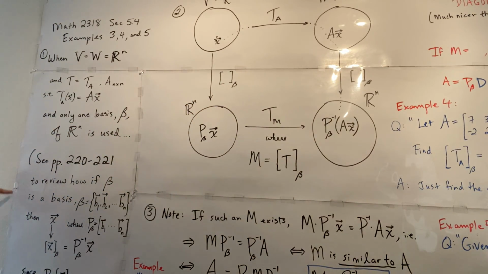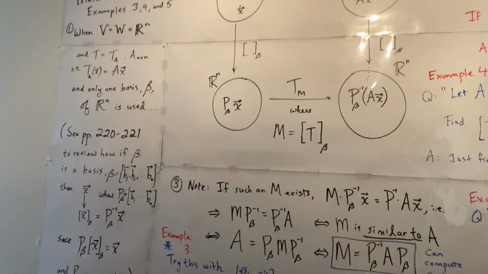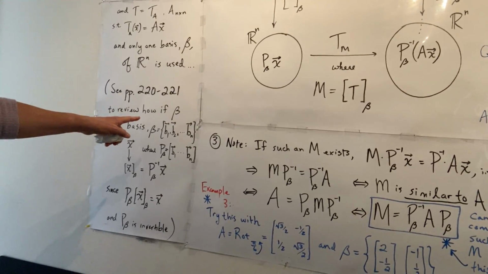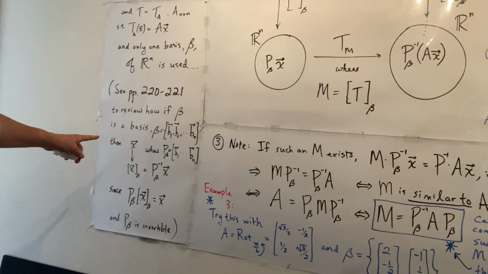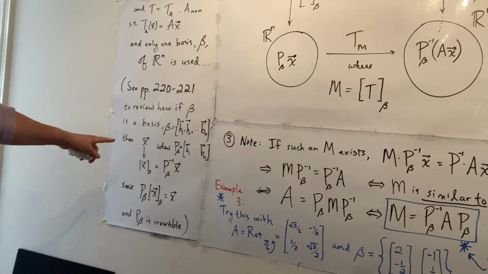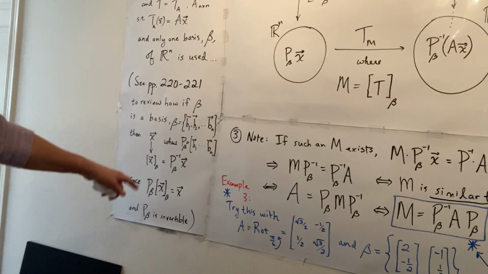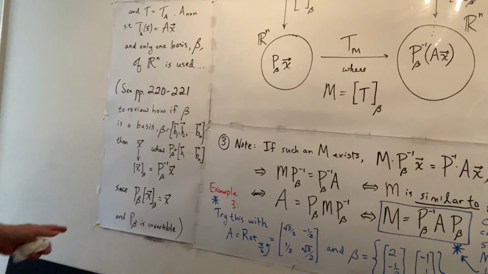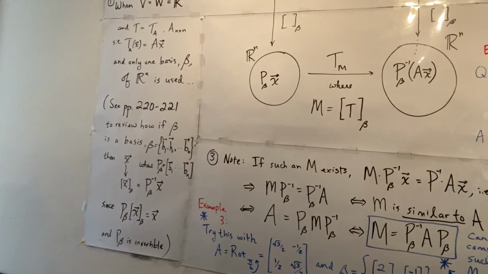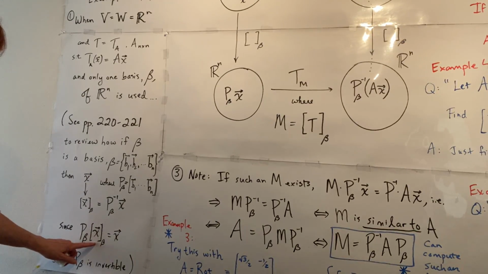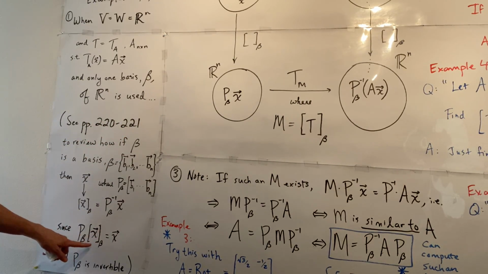Here's a little aside. If you recall from section 4.4 on pages 220 through 221, if you want to review, if beta is a basis with vectors b1, b2 through bn, then the coordinate mapping that goes from x to its coordinates with respect to beta is the same thing as multiplying on the left by a matrix there called P sub beta inverse. The reason that's the one is because of the way they found these coordinates on page 220, 221, you can go back and look and see that.